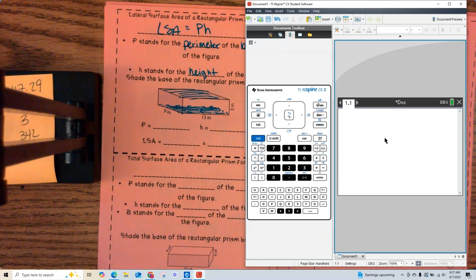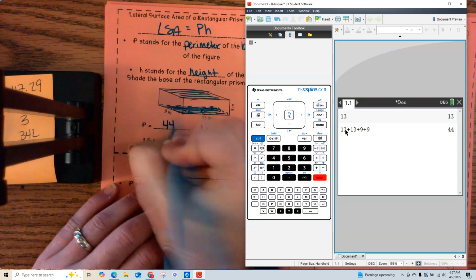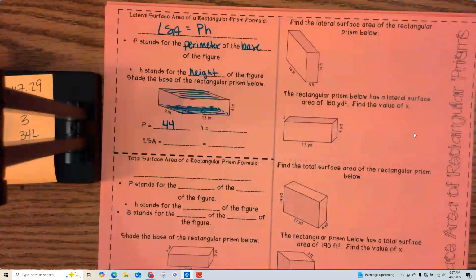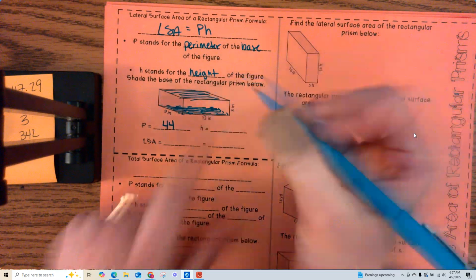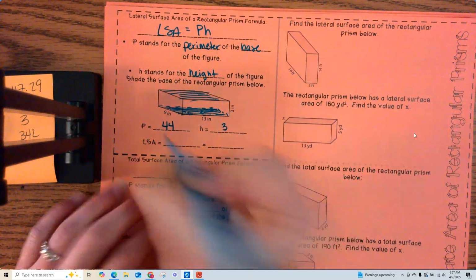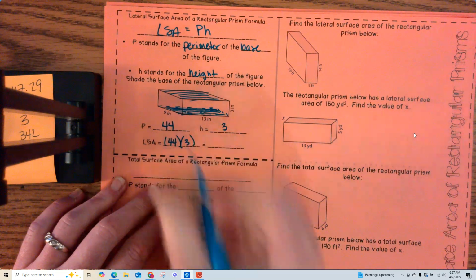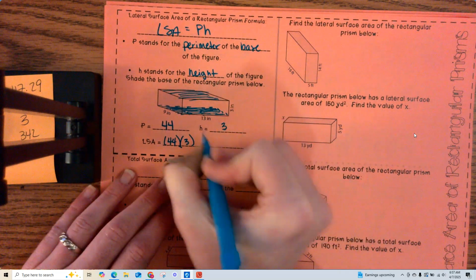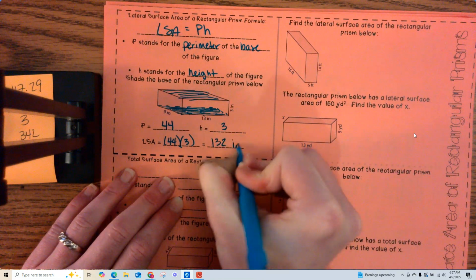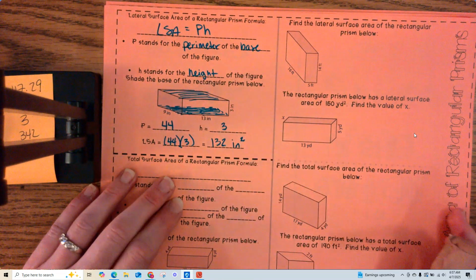So we would have 13 plus 13 plus 9 plus 9. A rectangular prism has 4 sides on its base. The height is going to be from base to base, which is going to be 3. So for the lateral surface area, we would take the perimeter and multiply it by the height. So 44 times 3 is 132, and this would be inches squared.